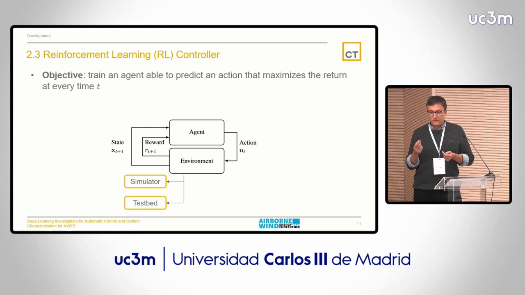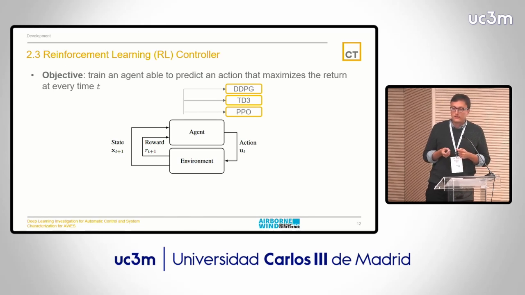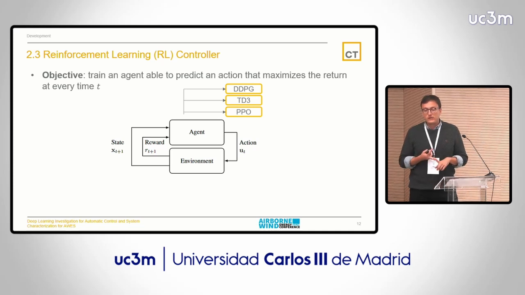In our case, we have two environments, as we have discussed, a simulator and a testbed, which will be interchangeable for our agent. And as agent, we have tested three different algorithms: a deep deterministic policy gradient, a twin delayed deep deterministic policy gradient, and a proximal policy optimization. In our case, the best results came from the twin delayed DDPG.